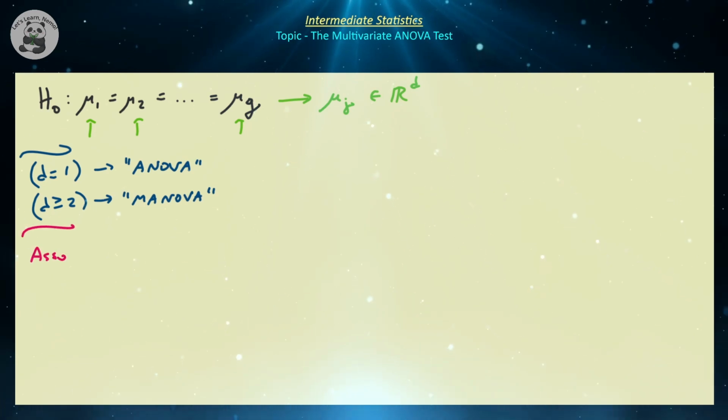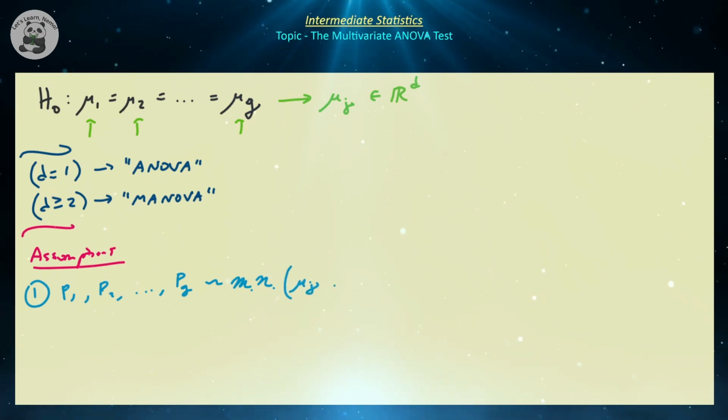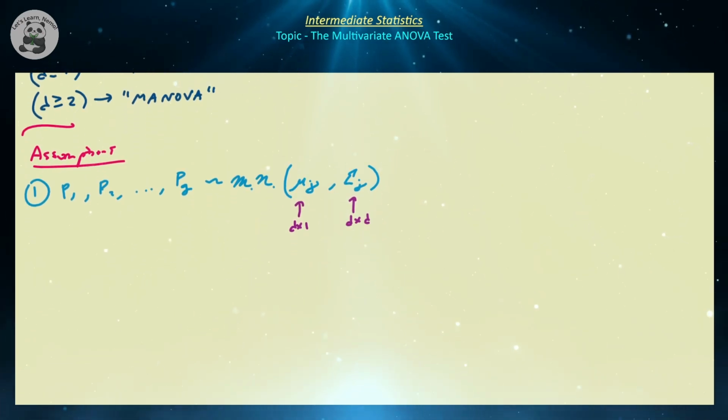So the assumptions are going to be as follows. And these assumptions follow parallel to the univariate ANOVA case as well. So P1, P2, down to Pg, the populations for which we're going to gather multivariate samples from, must all be associated to multivariate normal distributions, each of them having a mean vector mu j and some associated covariance matrix sigma j. Keep in mind, mu j is a d by 1 vector, and sigma j is a d by d matrix. So that's the first thing that we need. So each of these populations must be multivariately normally distributed.